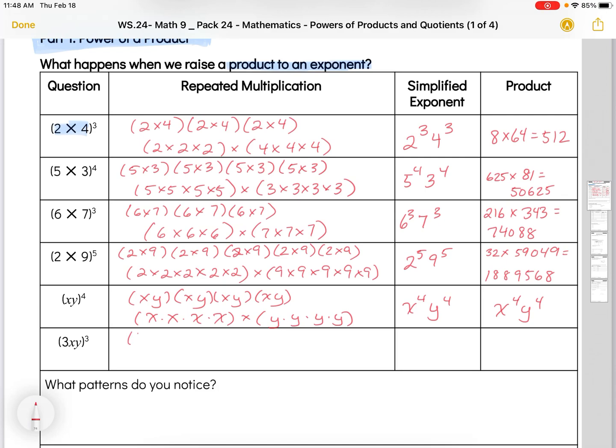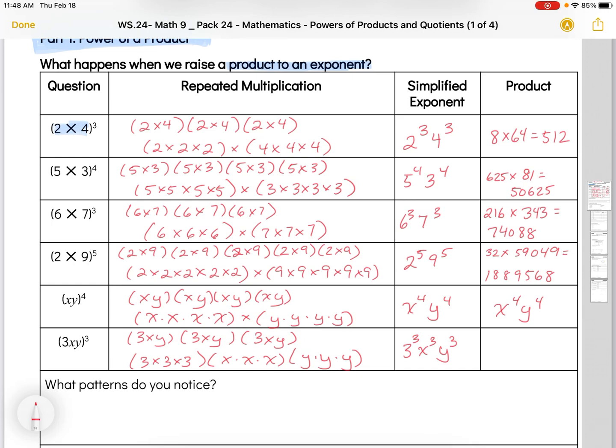And then here, I'll have 3xy times 3xy times 3xy, 3 times. So I'll get 3 times 3 times 3, and then x times x times x, and then y times y times y. So I will get 3 cubed, x cubed, y cubed.